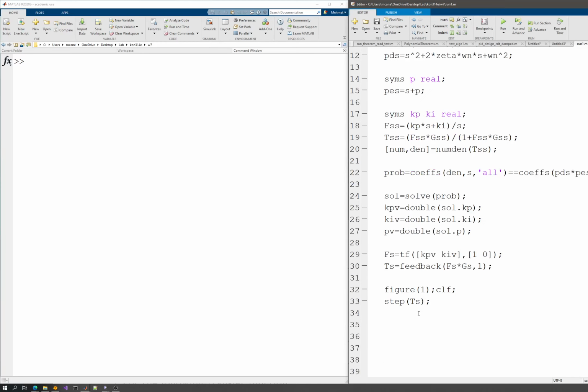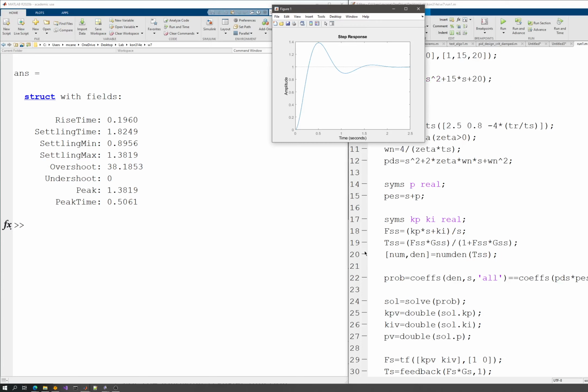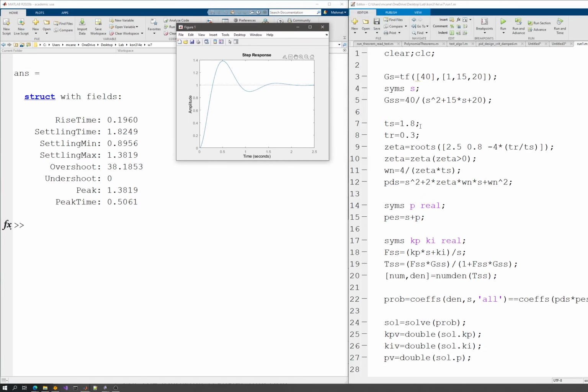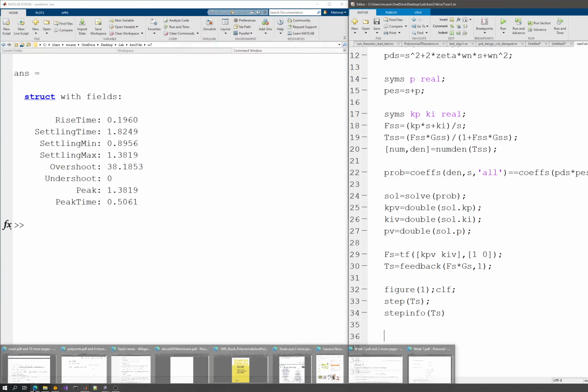If you're interested in the exact values, you might use stepinfo, which will give you the experimental details of the specifications. You can see that the rise time is 0.19, so 0.2. I was looking for 0.3, not bad. And then there's a settling time of 1.82, which is almost the exact value here. So not bad for a design. It's even faster than I tried to design, and that might be the effect of the zero. And that's it, basically. Now we've accomplished the first task that we were given.